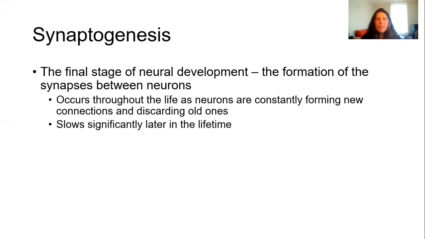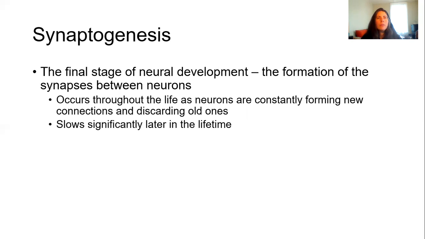And synaptogenesis is the final stage of neural development, and it's the formation of the synapses between neurons. This occurs throughout life as neurons are continually forming new connections and discarding old ones, so that it's use it or lose it. You've probably heard that phrase multiple times.